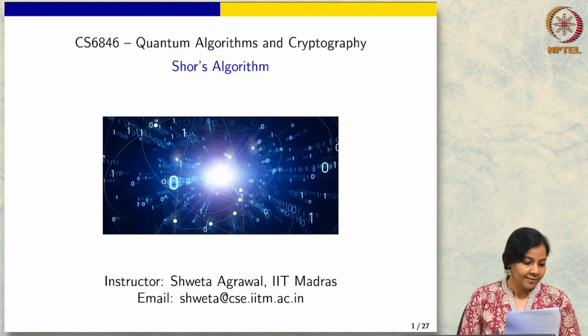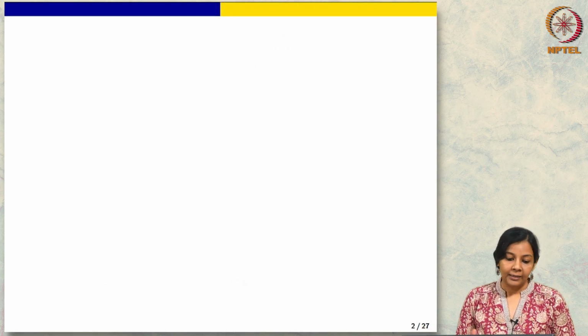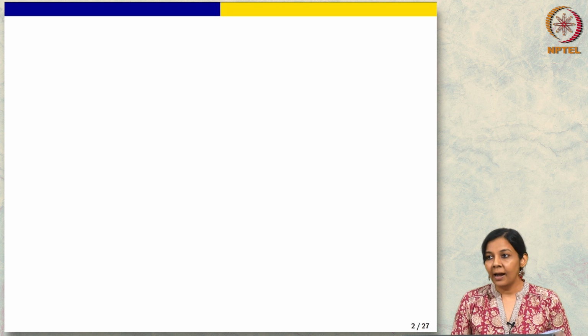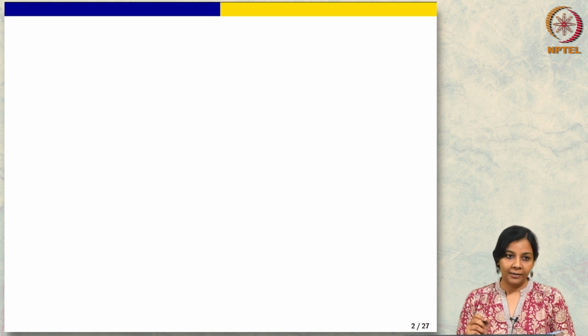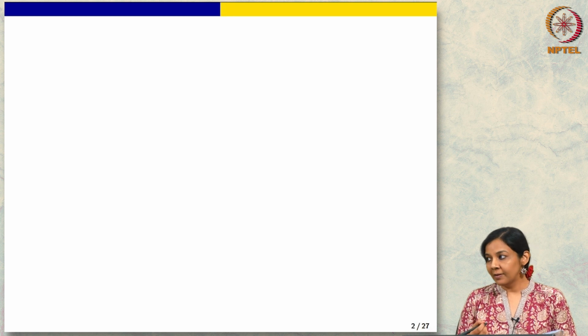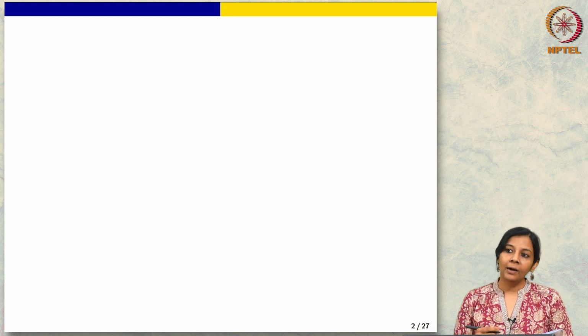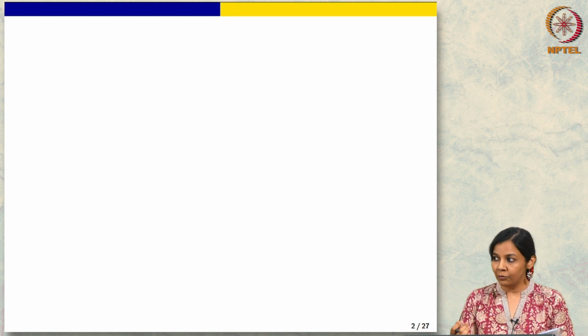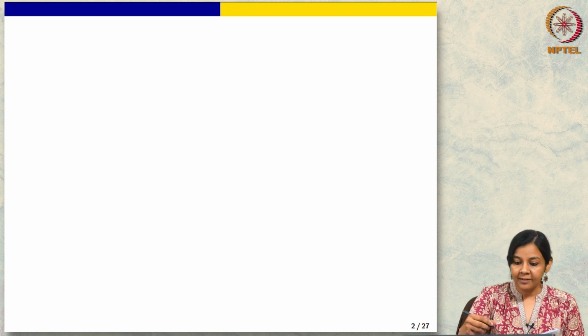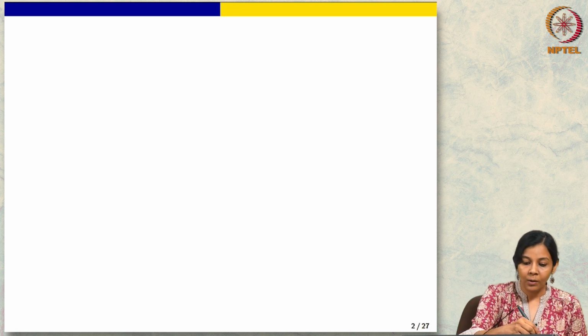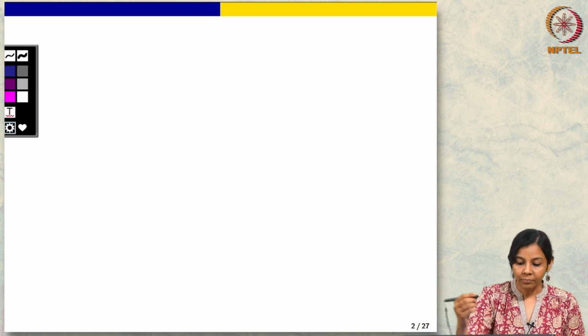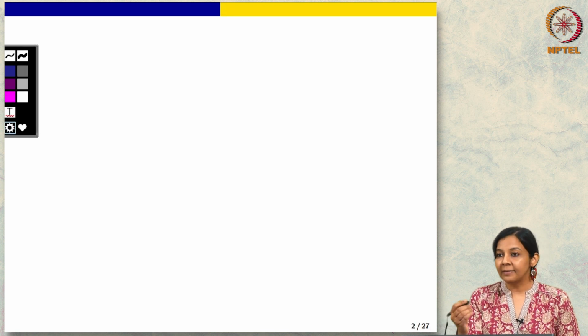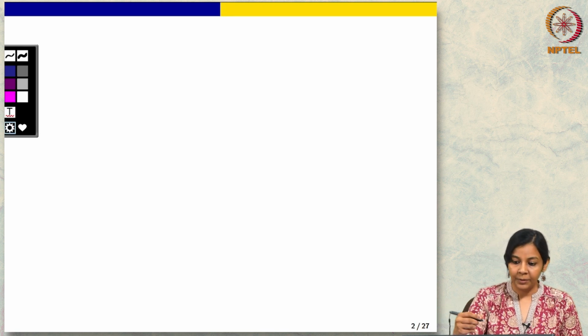All right, let's get started. So, we'll begin the class by seeing the reduction of factoring to order finding. And in fact, as we have discussed before, more generally, period finding or order finding implies a break not only to factoring but also to discrete log. So, let's just recollect how to express the discrete log problem as a period finding problem.